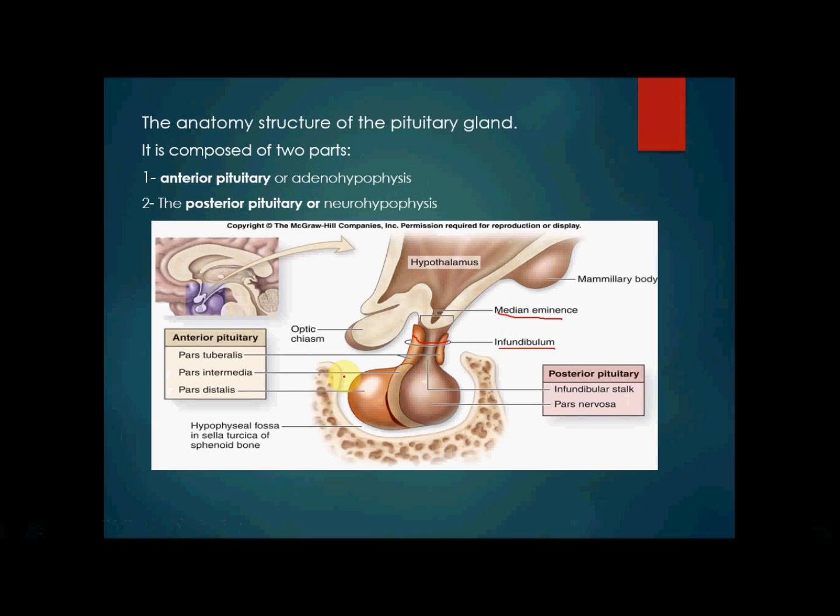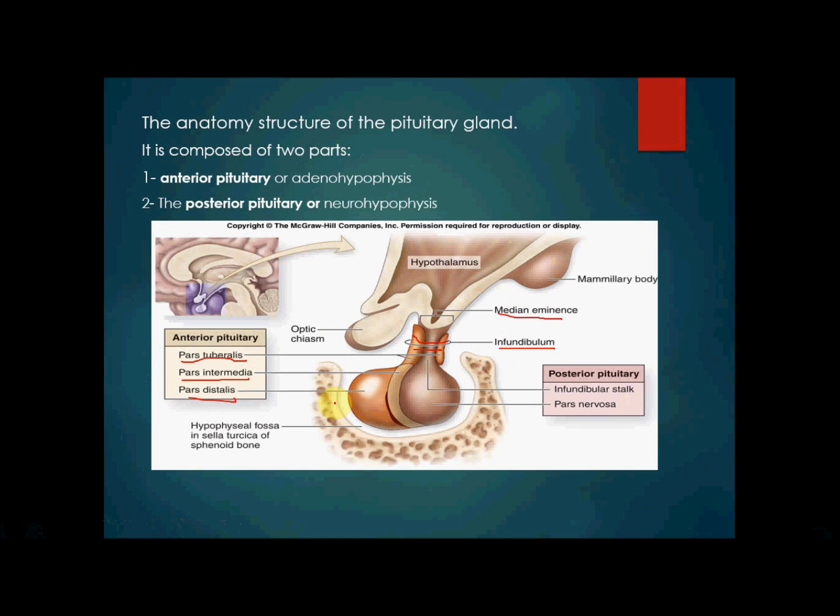However, the anterior pituitary consists of three parts. First is the pars tuberalis. So it's a tube. It looks like a tube, actually. There it is. Now, pars intermedia. So it's an intermediate between the posterior and the anterior. And then pars distalis, because this is the furthest part of the pituitary.